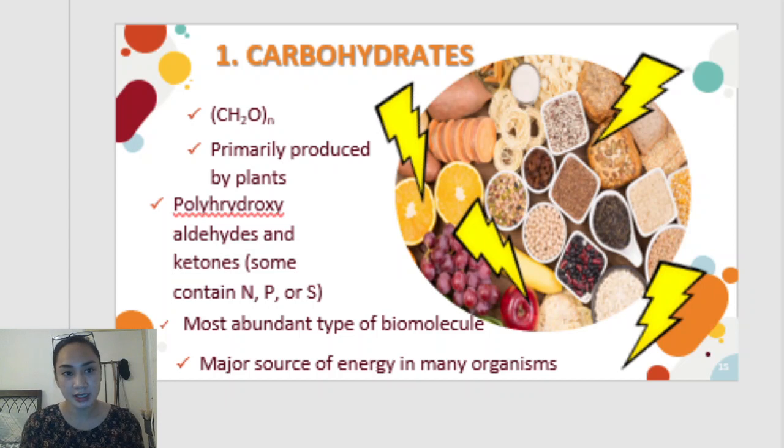So carbohydrates, they are in the form of CH2O, and then yung N is napapalitan lang yung number niya, no? Dun sa baba. They are primarily produced by plants, so we all know this. And then there are polyhydroxyaldehydes and ketones. So some contain nitrogen, phosphorus, and sulfur. They are the most abundant type of biomolecule and the major source of energy in many organisms. So yan, most abundant type of biomolecule.